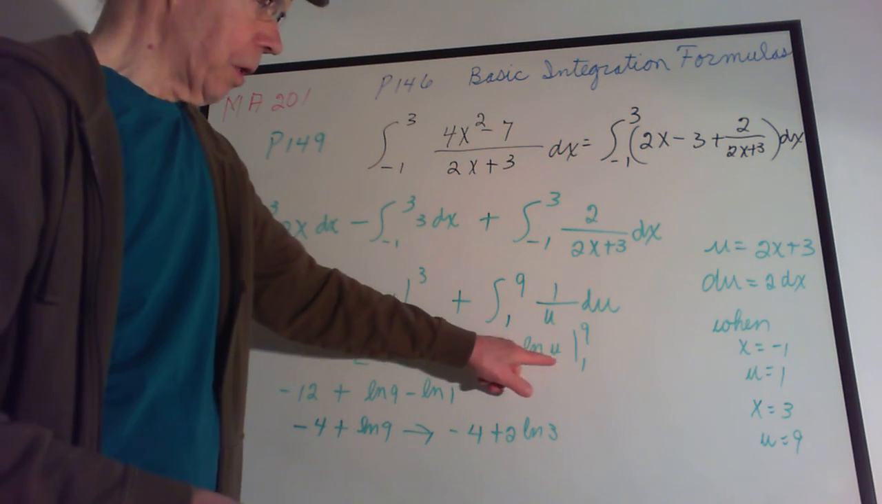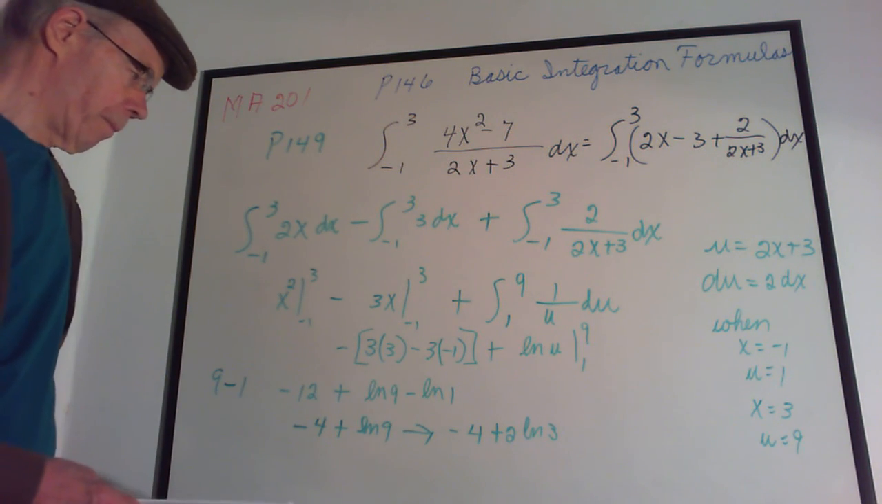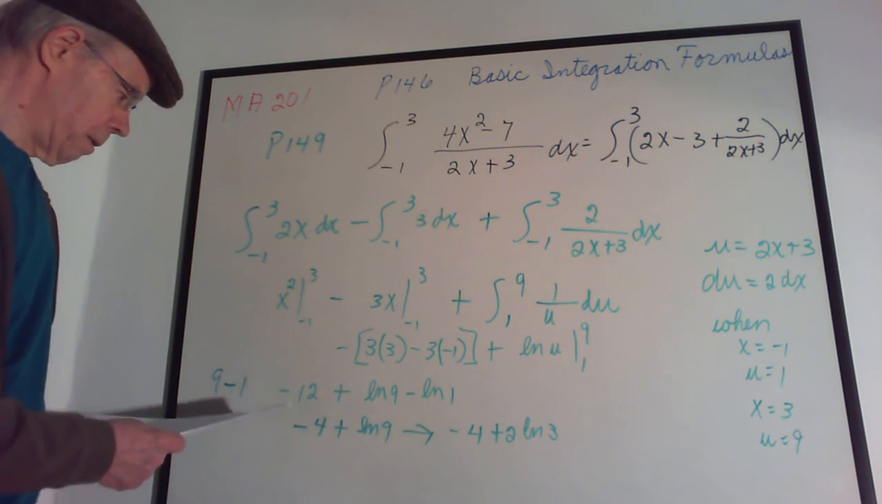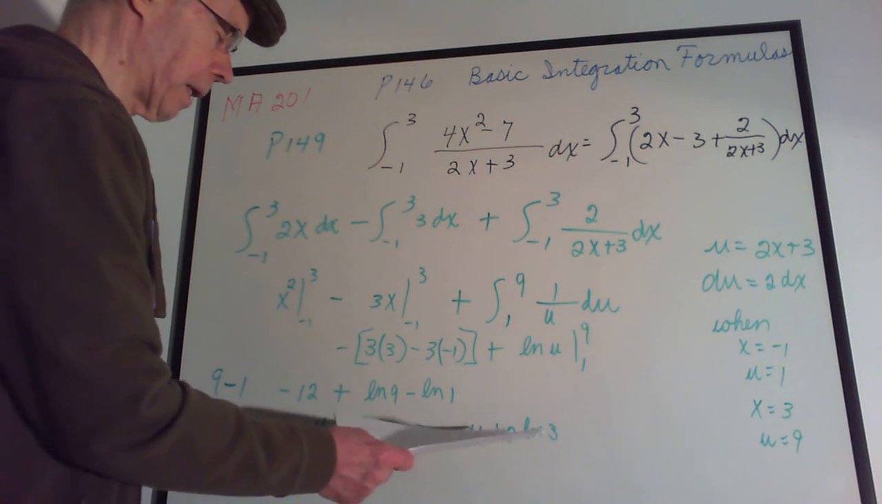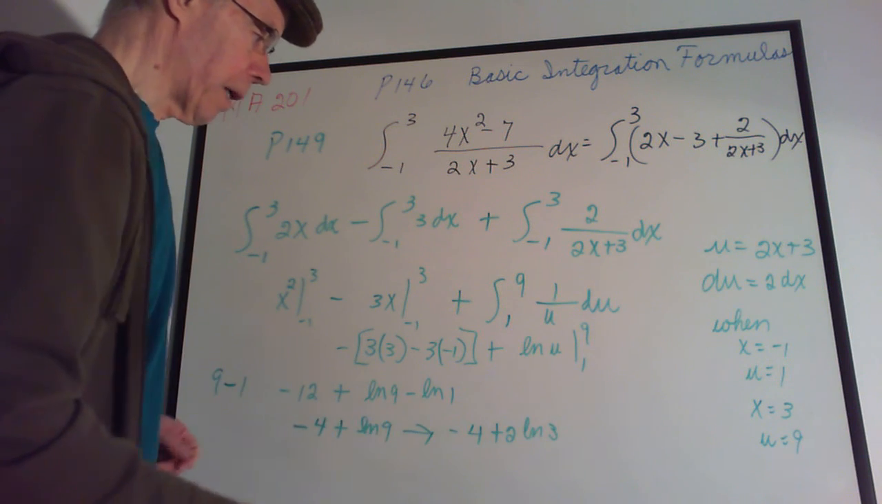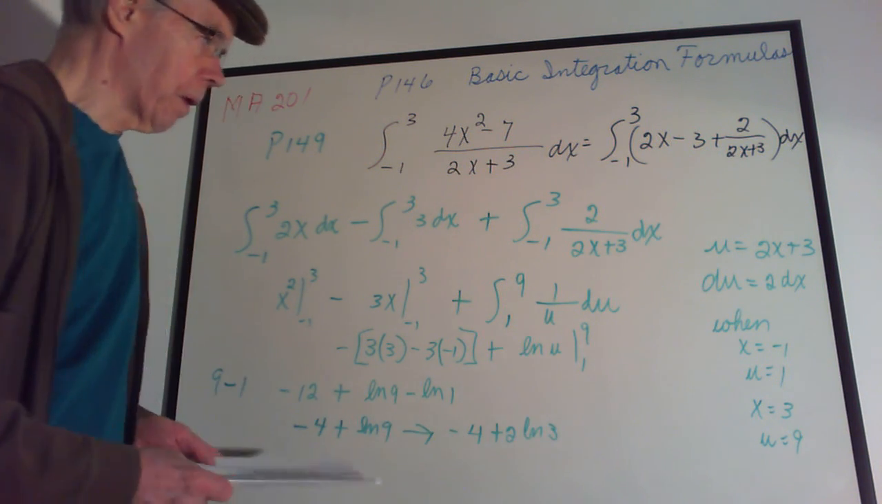Integrate this, you get natural log of u, upper and lower limits there. Plug them in, you'll end up getting negative 4 plus natural log of 9, which equals natural log of 4 plus 2 times natural log of 3. This is perfectly alright.